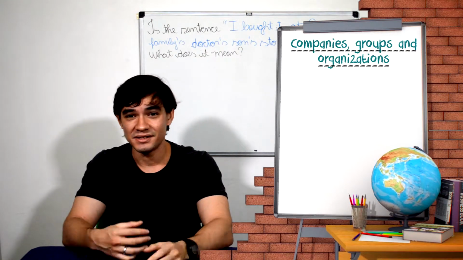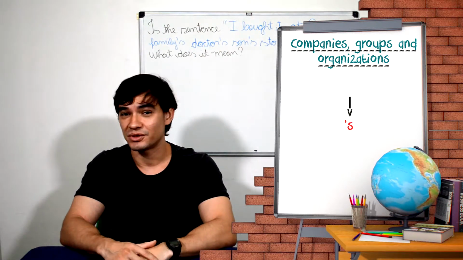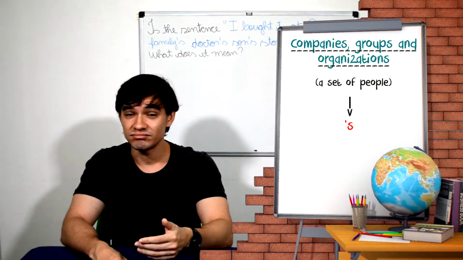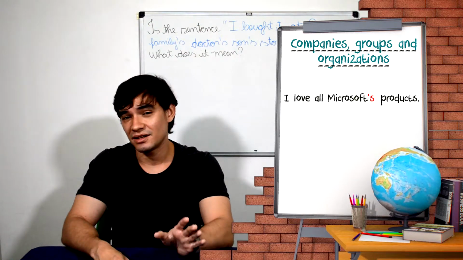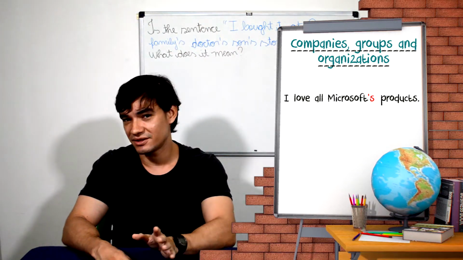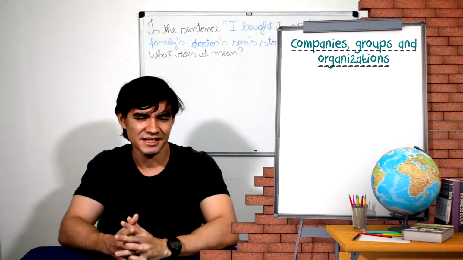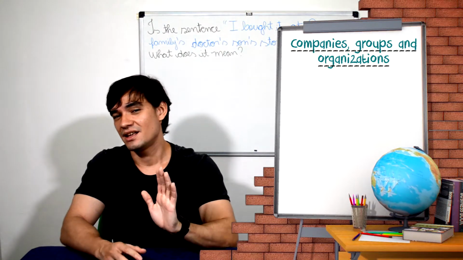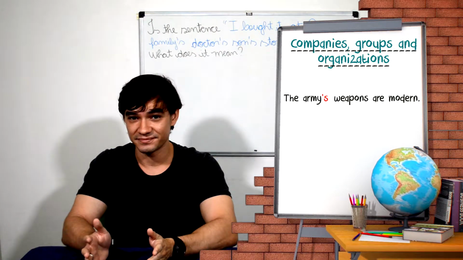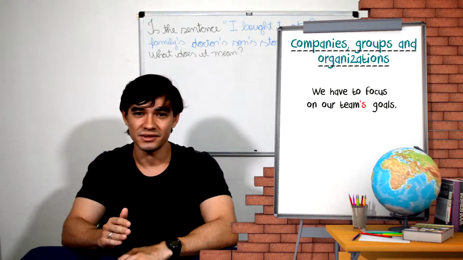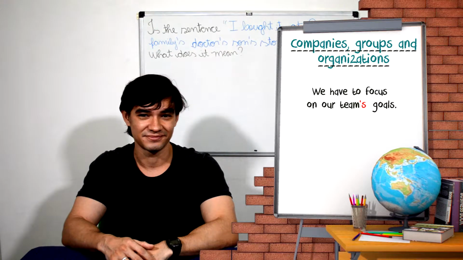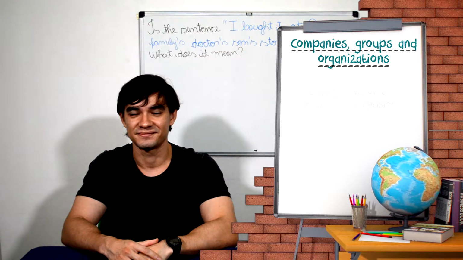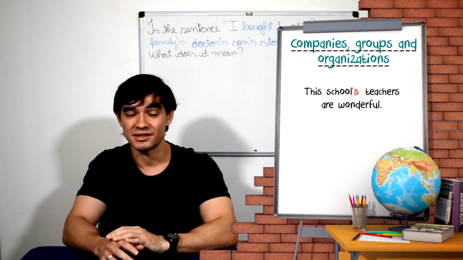Now, companies, groups, and organizations can use the apostrophe s too, because they are considered a set of people. So, it's possible to say, for example, I love all Microsoft's products. Okay? Other examples. The company's staff is very efficient. The army's weapons are modern. We have to focus on our team's goals. I disapprove of the government's decisions. This school's teachers are wonderful.